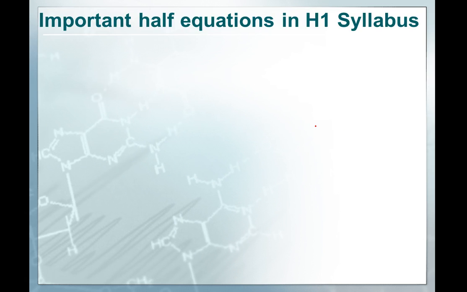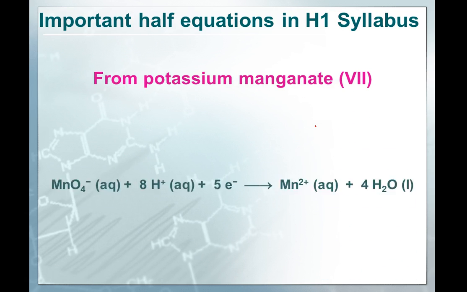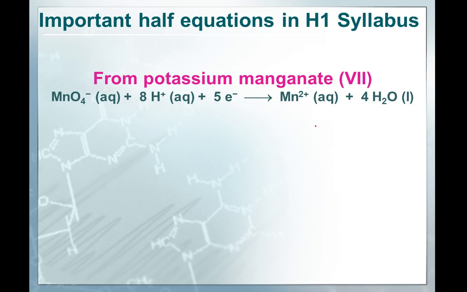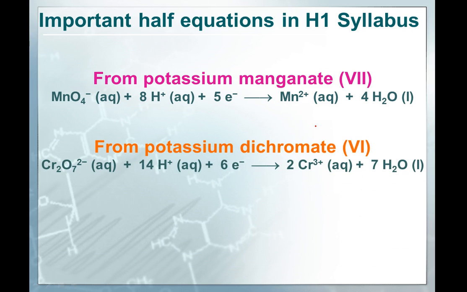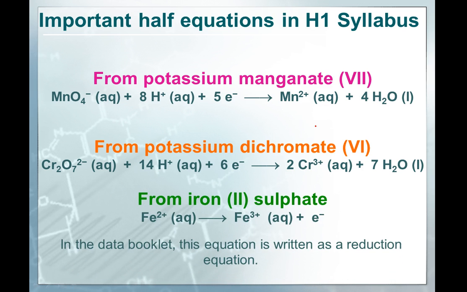So the important thing to take note of are the half equations required in your H1 chemistry syllabus. They are the potassium manganate 7 equation, which is the one I mentioned earlier. Another oxidizing agent you need to know is your potassium dichromate 6. This is present in the data booklet. You do not need to memorize this by heart. You just need to know where to find it in the data booklet. And iron 2 to iron 3, which is your oxidation half that is found as a reduction equation in your data booklet. So with this knowledge now, please try your work examples.